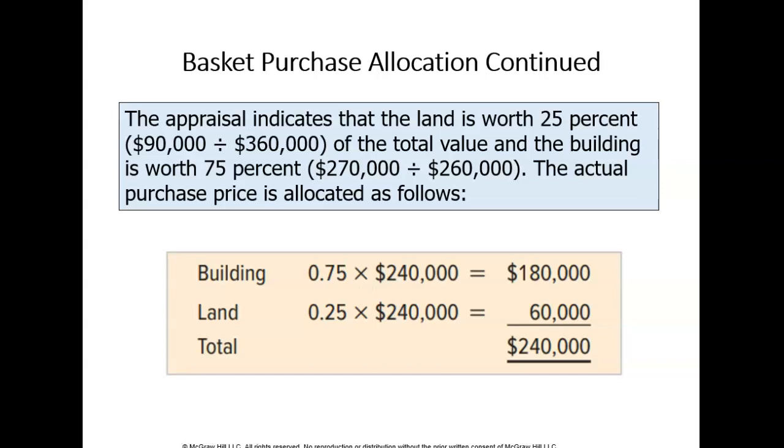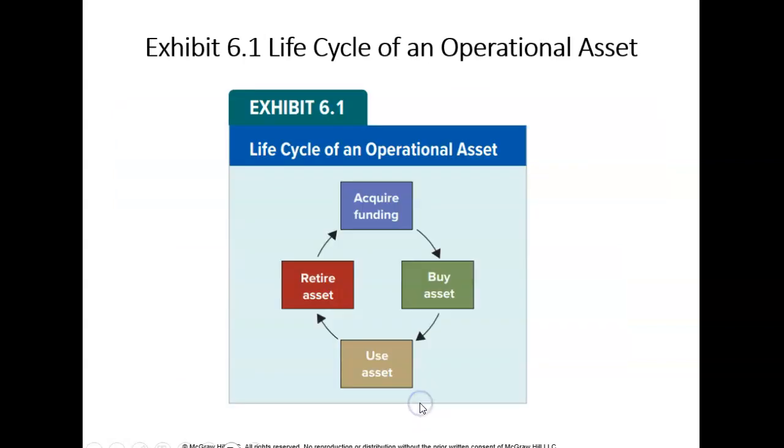So now you're going to multiply each asset's percentage of the fair market value times the purchase price to get the amount to be assigned to each of those assets. In conclusion, we're going to assign $180,000 to the purchase price of the building and $60,000 to the purchase price of the land. So this is the approach we're going to take when you acquire assets through what we call a basket purchase.